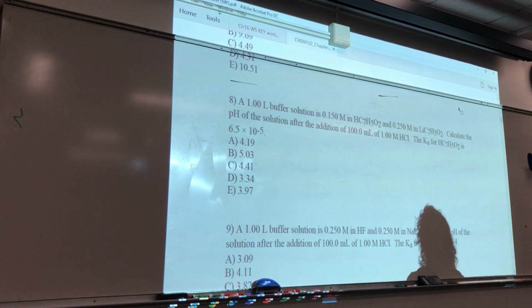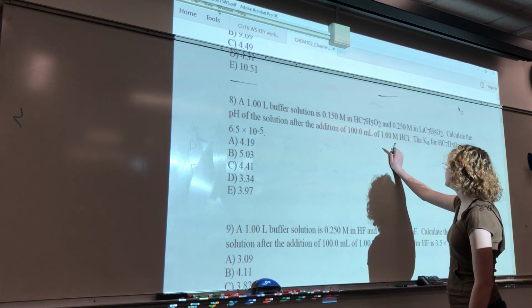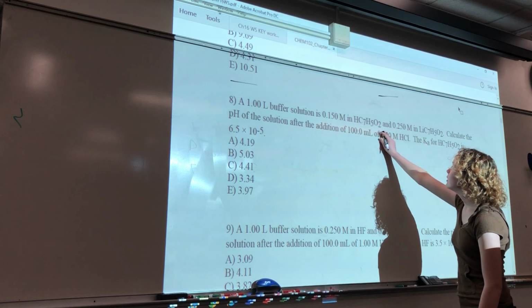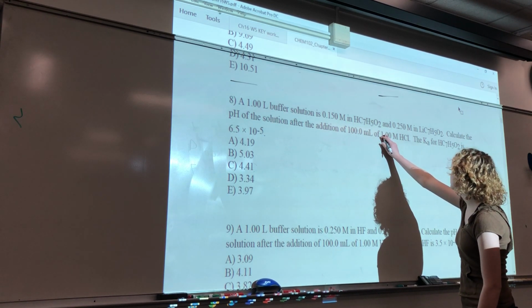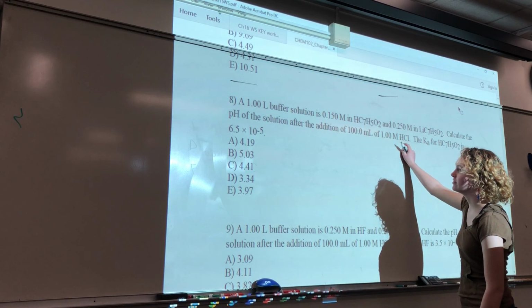Alright, so we're trying to get a 1 liter buffer solution that has this molarity, with this and it's 0.25 molarity. Calculate the pH of the solution after the addition of that many milliliters. Okay. So we're starting with this amount of liters in buffers and we're adding this much HCl. So this is a strong acid and this is a buffer system. And the first thing I'm gonna do is figure out how much this cancels out.